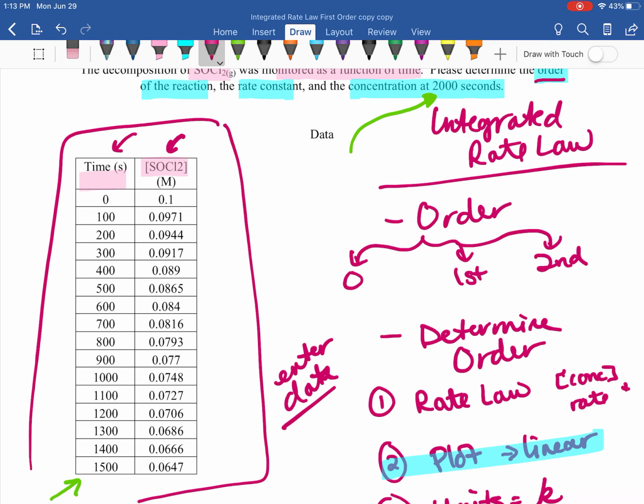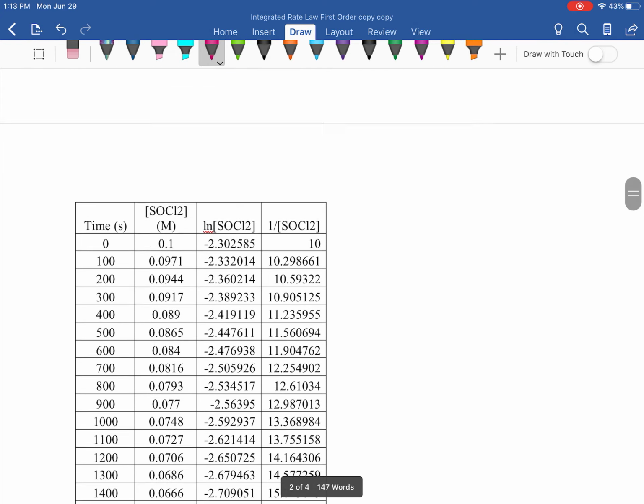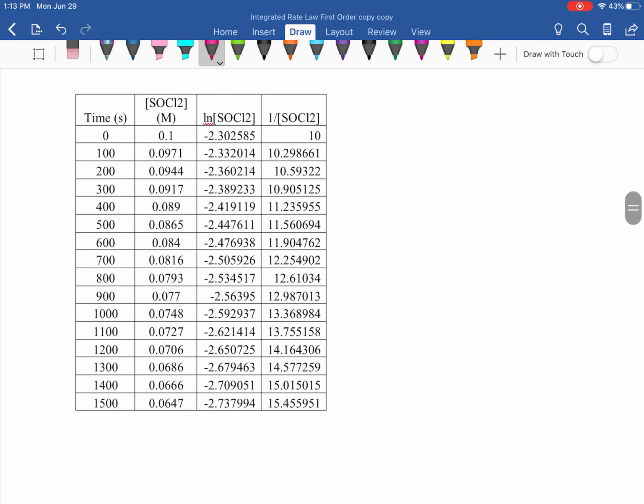And then we're going to manipulate it. So go ahead and hit pause and enter that data. Okay, once you've got your data entered, we're going to monkey with it.